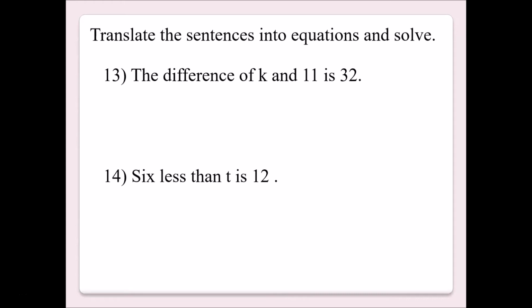Now how are we going to solve it? So k minus 11 is equal to 32. To solve for k, we simply add 11 on both sides. So that will be k is equal to, this is 3, this is 4, is equal to 43.